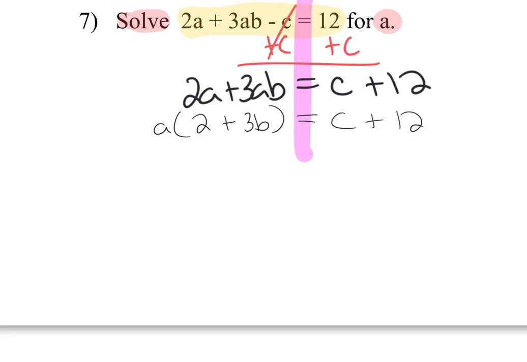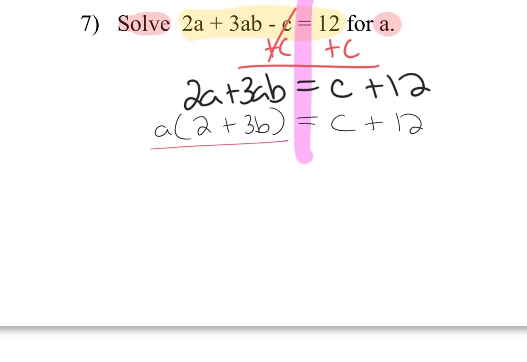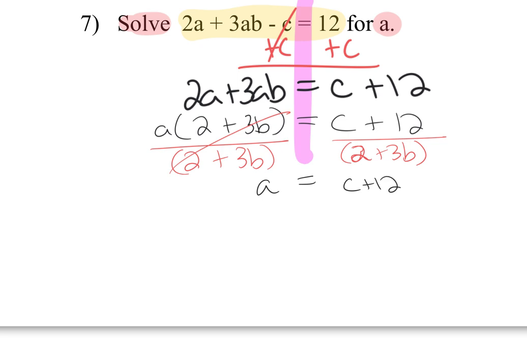And now similar to before, I want to get rid of the 2 plus 3b being multiplied, right? So how do I undo multiplication? Division. So divide by 2 plus 3b on both sides. Anything divided by itself, even if it's addition, as long as they're exactly the same being divided by each other, it turns into a 1. So we have 1a equals C plus 12.